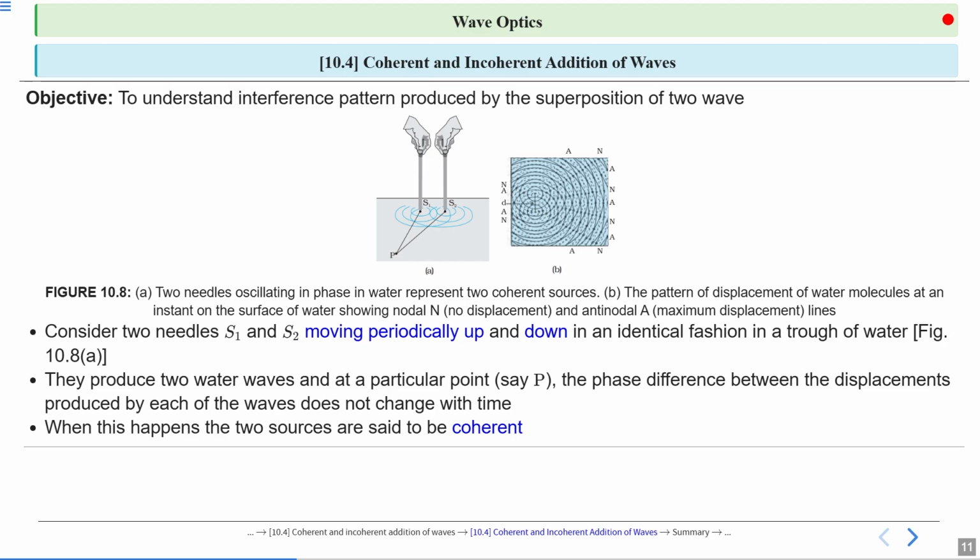When the phase difference between two waves produced by two different sources is not changing with respect to time, either the phase difference is zero or the phase difference is constant, that means it is not changing with respect to time, then these two sources are said to be coherent.